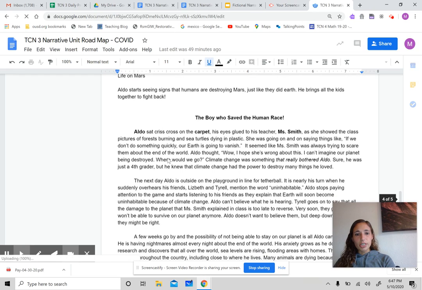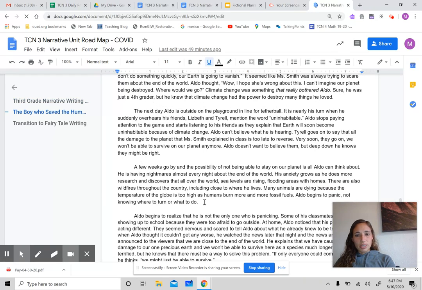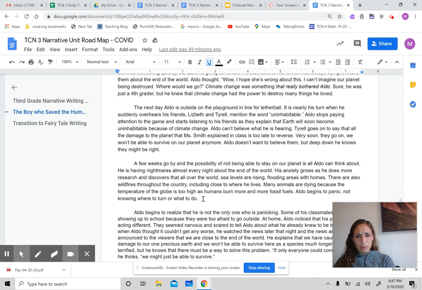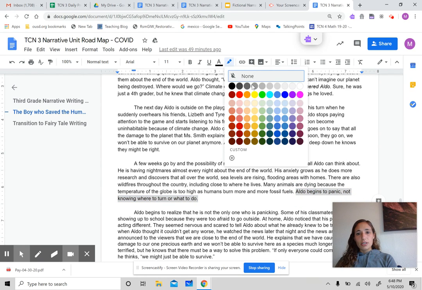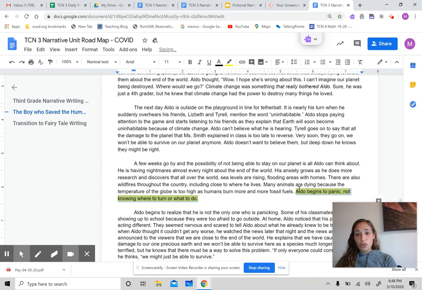So once you're here, let's pretend I rewrote a sentence here. I'm going to probably actually focus on this one coming up. Alba begins to panic, not knowing where to turn or what to do. Notice how I wrote just how Aldo felt. I think instead of saying how he began to panic, I might show the reader how he begins to panic. And after I do that, I might even highlight it so that Miss W and Miss Klein notice the sentence and how I changed it.